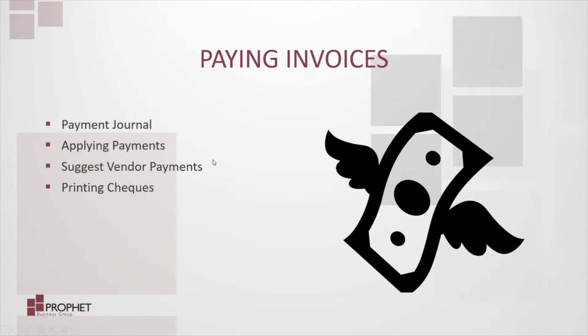Okay, now that we got our invoice entered into the system, let's take a look at what needs to be done to pay that invoice. So to do so, we're going to be using a payment journal. From the payment journal, I'll show you how we can apply the payment to the invoices, and I'll demonstrate the suggest vendor payments module for you guys just very quickly. And then finally, I'll also show you guys what needs to be done to print checks in the system.